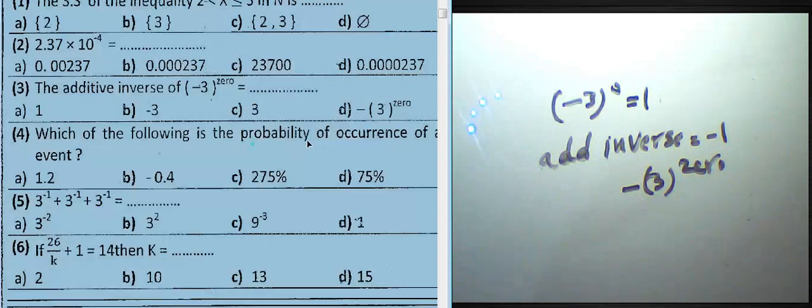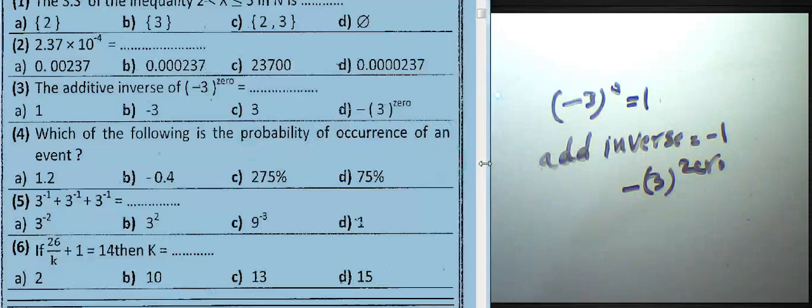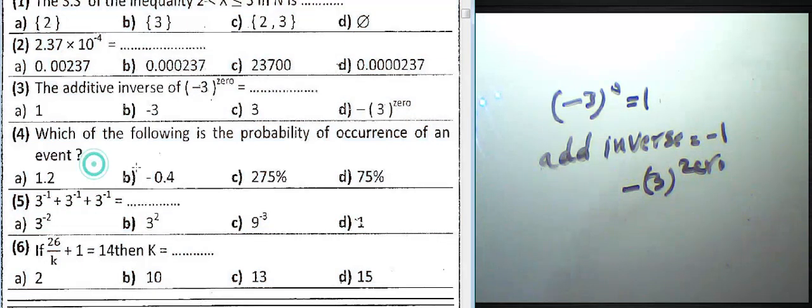Question number 4. Which of the following is the probability of occurrence of an event? An event here occurs such that 0%, 100%, any percent lies between 0 and 1. If this event is impossible, we must choose 0%, and sure or certain will be 100% or 1.